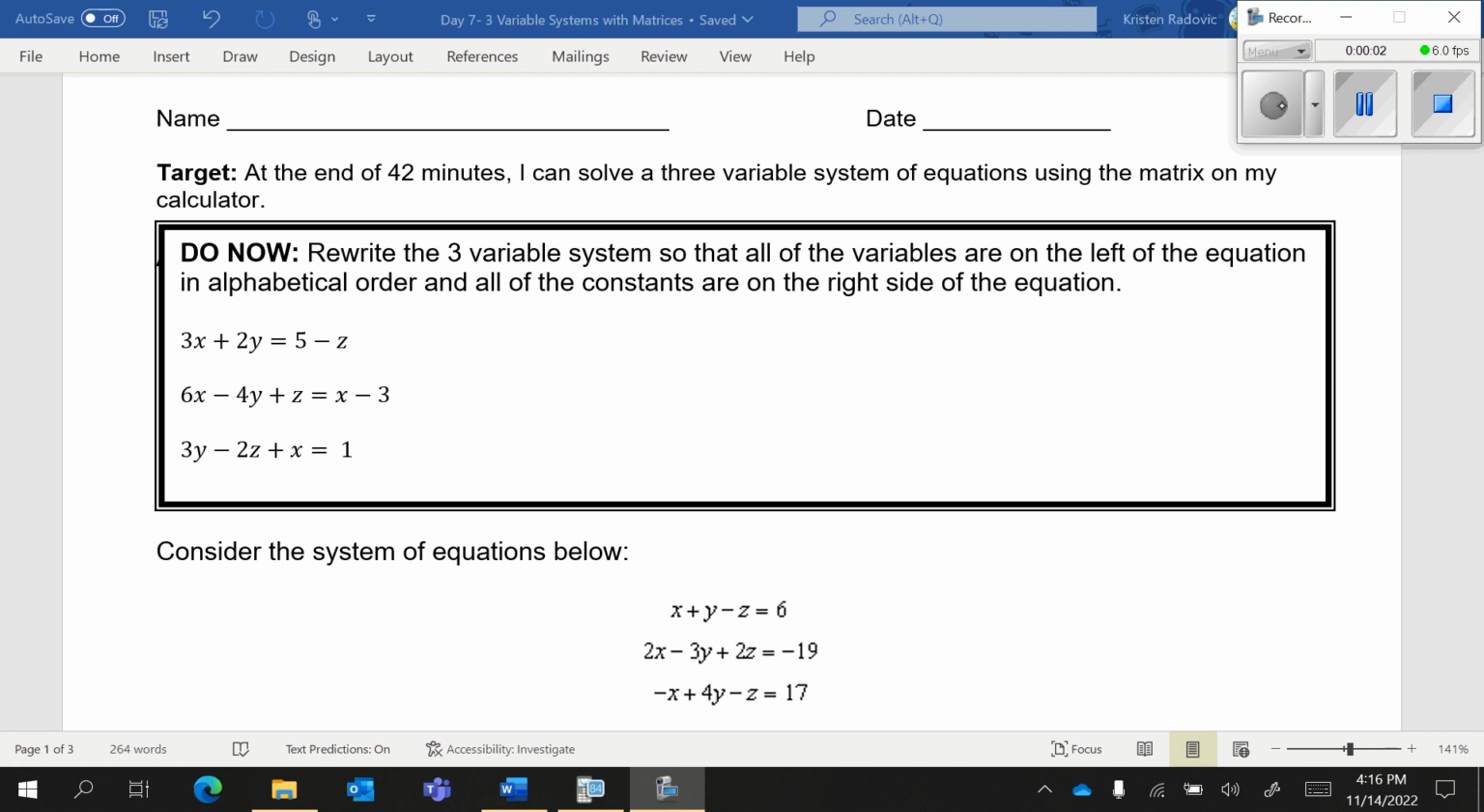Hi guys, we are skipping to the Day 7 worksheet to go over how to solve three variable systems on your calculator. So for the first do now, we want to rewrite the three variable system so that all of the variables are on the left of the equation and in alphabetical order, and all of the constants are on the right side of the equation.